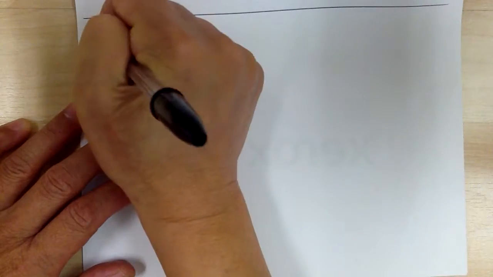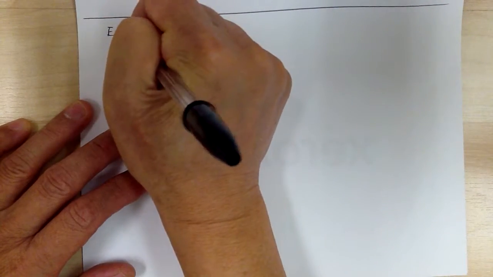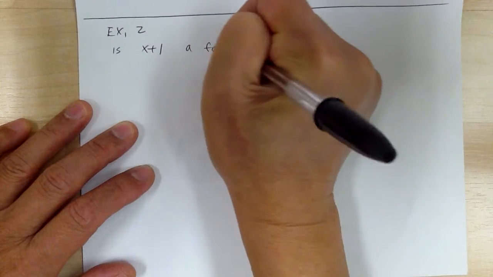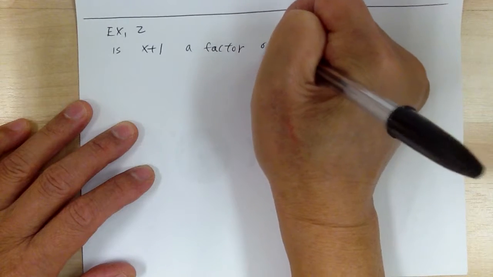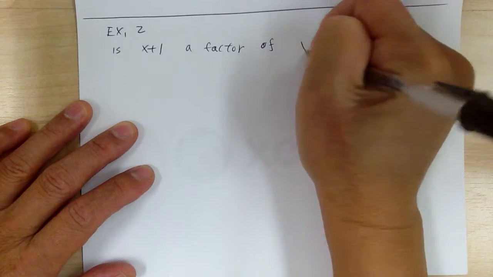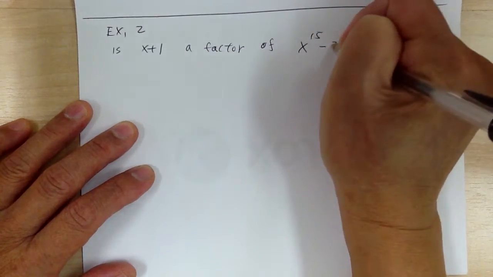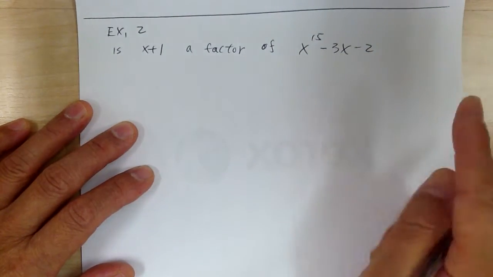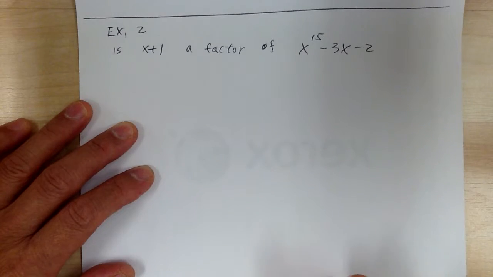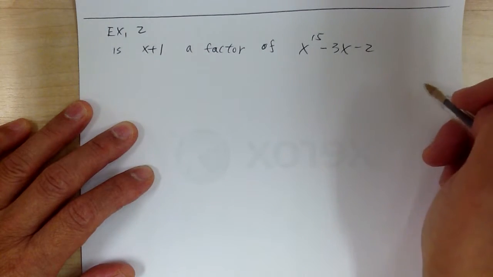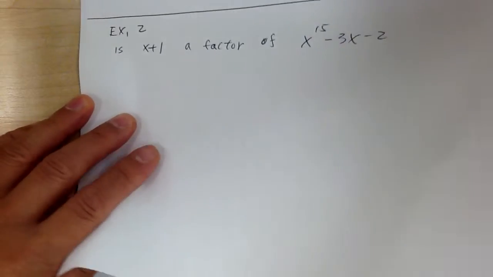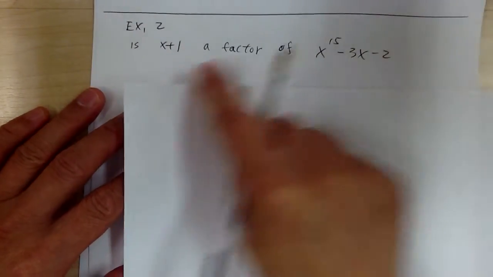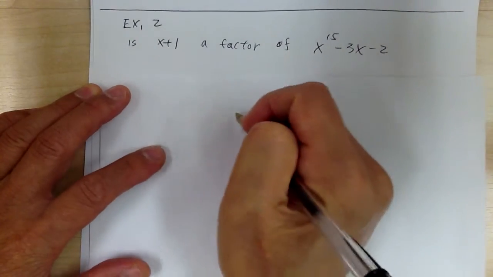It asks, is x plus 1 a factor of x to the 15 minus 3x minus 2? So is this a factor of this? Well, if you don't know the theorem, then you have to go and divide it out. So let's say you don't know the theorem. You have to test it out to see if it's a factor. This is what you would need to do. Okay, so don't do this.